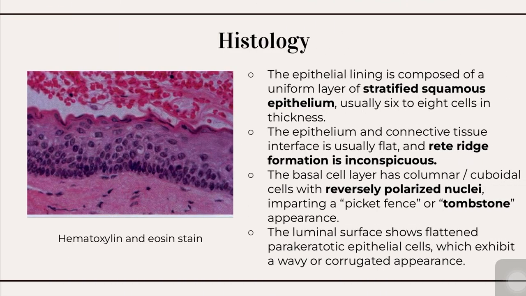This is another image of the H&E stain. The epithelial lining is composed of a uniform layer of stratified squamous epithelium, usually 6 to 8 cells in thickness. The epithelium and connective tissue interface is usually flat and the rete ridge formation is inconspicuous. The basal cell layer has columnar or cuboidal cells with reversely polarized nuclei, imparting a picket fence or tombstone appearance. The luminal surface shows flattened parakeratotic epithelial cells which exhibit a wavy or corrugated appearance.